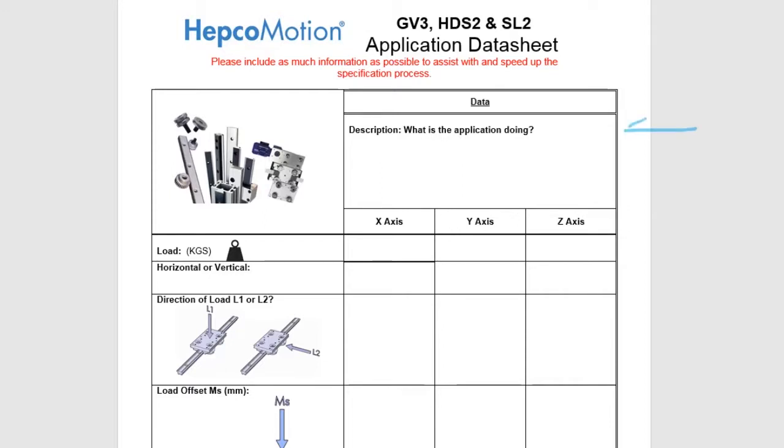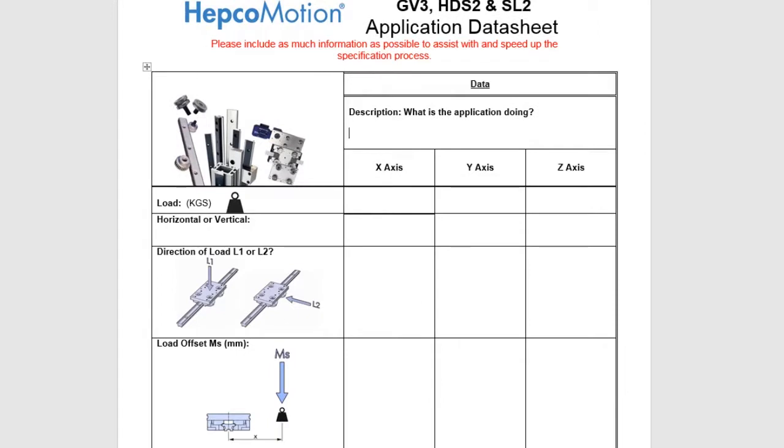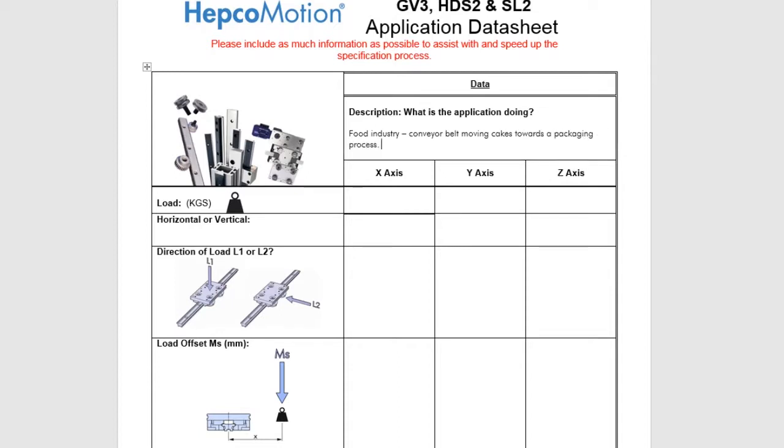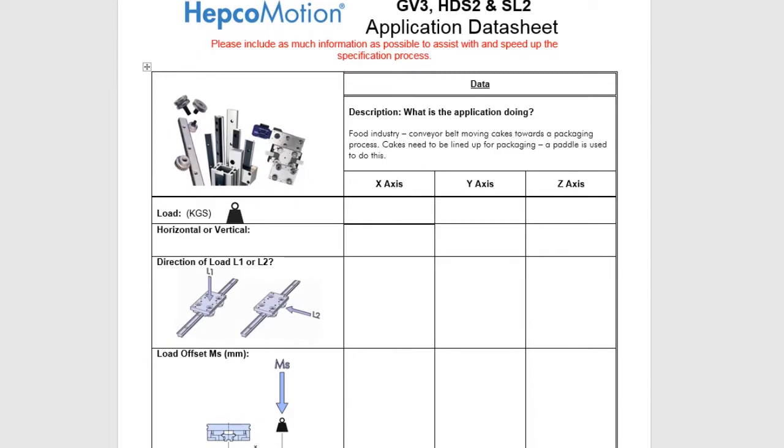In this box, you should provide a short description of the application. This is a food industry application, with a conveyor arranging cakes for a packaging process. Paddles are used to move the cakes into position, and guidance is required for this movement.